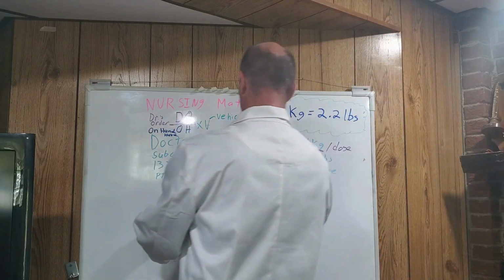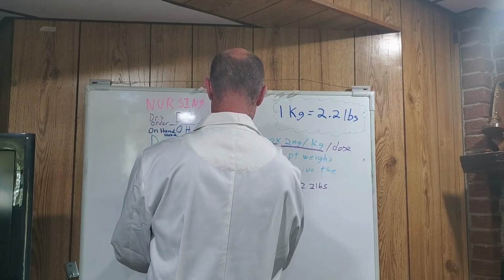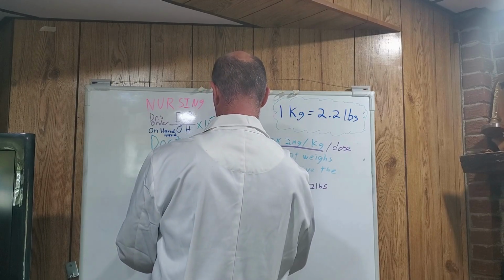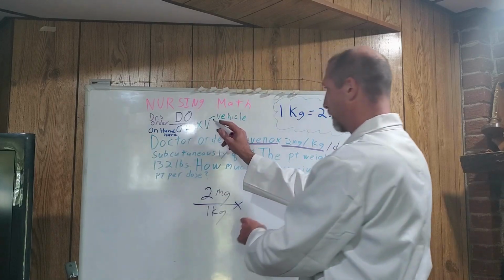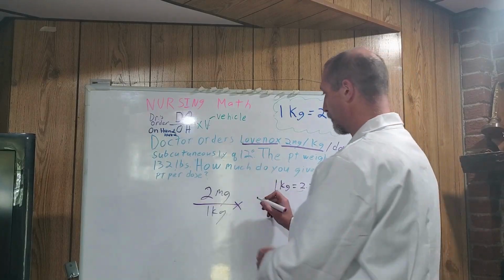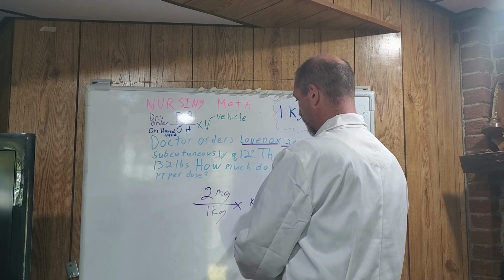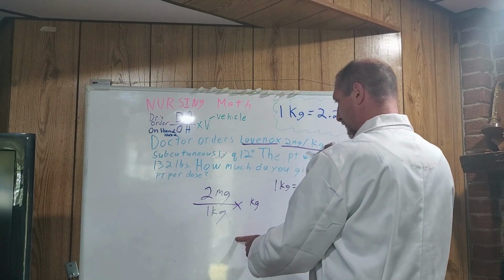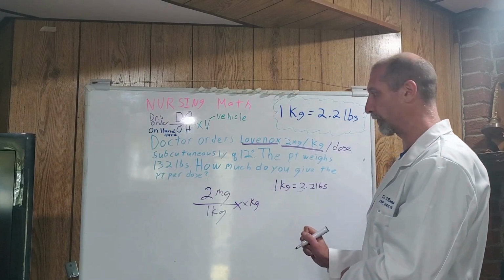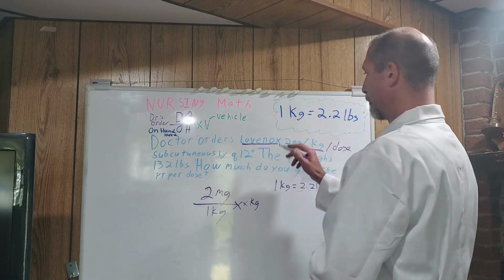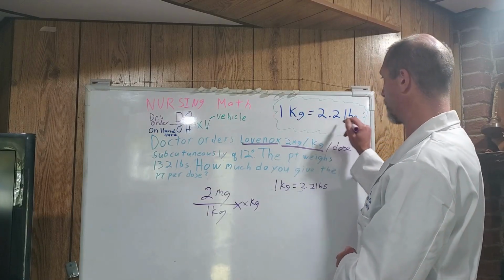Doctor wants to give 2 milligrams per kilogram. In this case, our vehicle is going to be our converted kilograms for our patient, and we're going to solve for this. So the first thing we have to do is know that 1 kilogram equals 2.2 pounds.